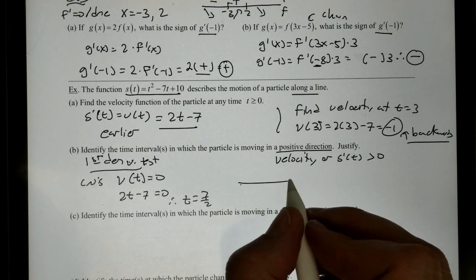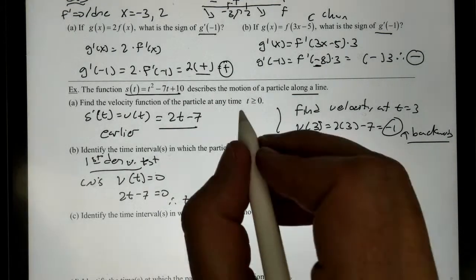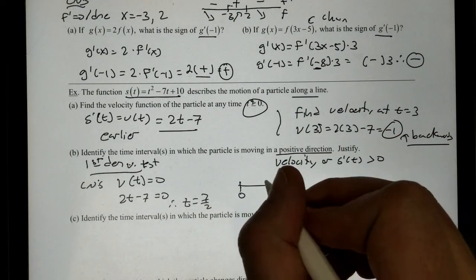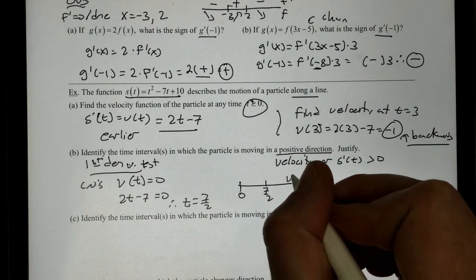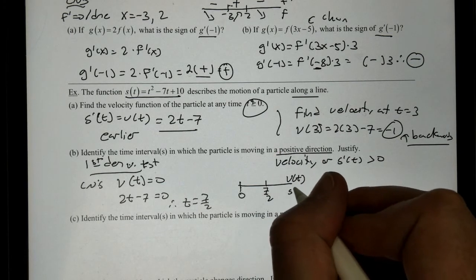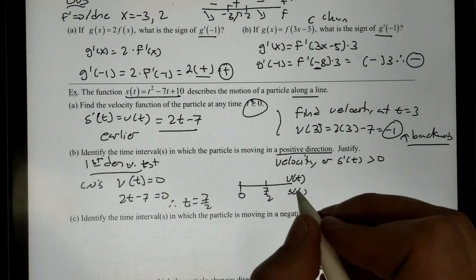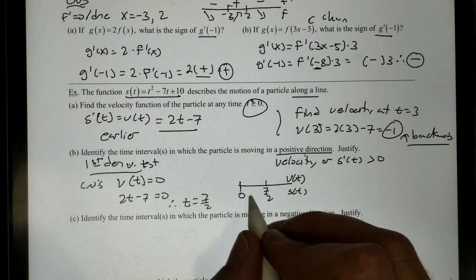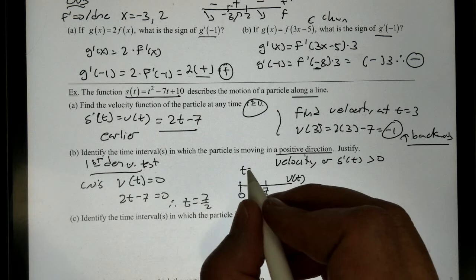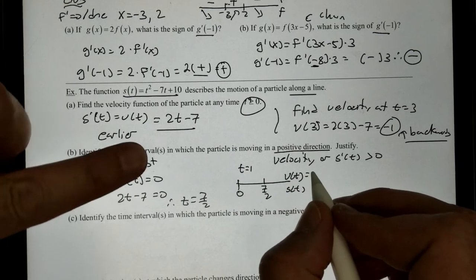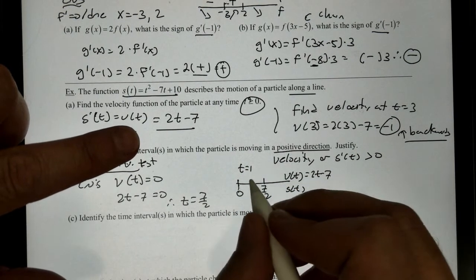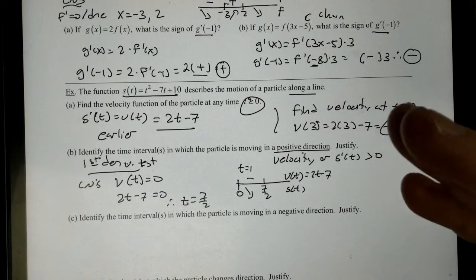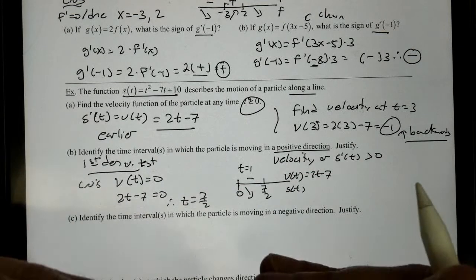Write out your sign chart. Starting at 0, they're telling us to start at 0. Here's 7/2. My velocity, and how does it make my position look? So I pick something between 0 and 7/2. I'm going to let t equal 1. That's really easy. Plug it into your velocity equation, 2t minus 7, and you're going to get a negative. So that's telling us we're moving backwards. Between 0 and 7/2, we're moving backwards.